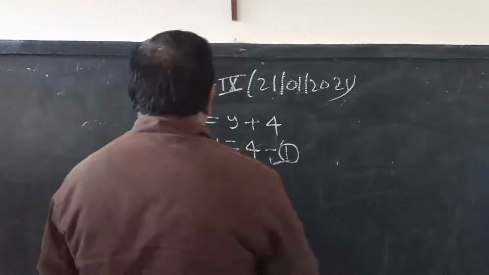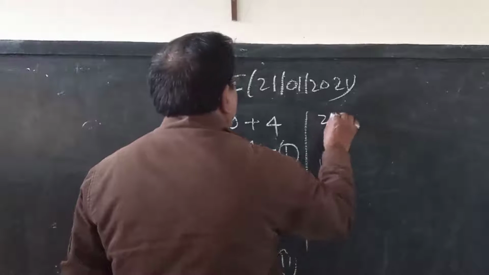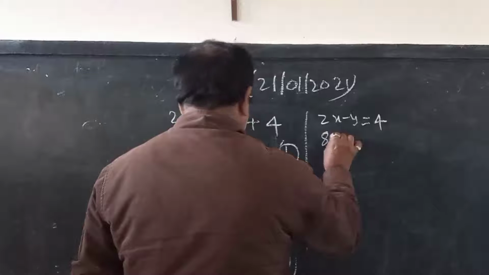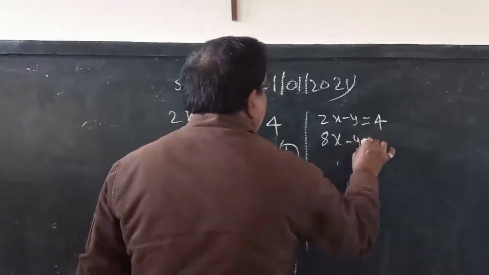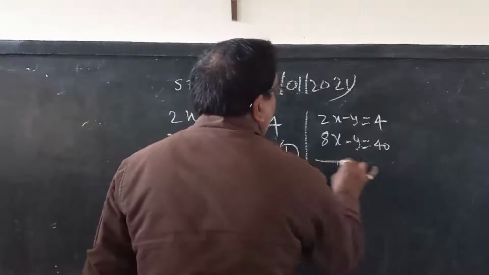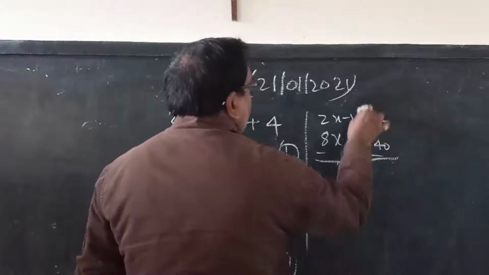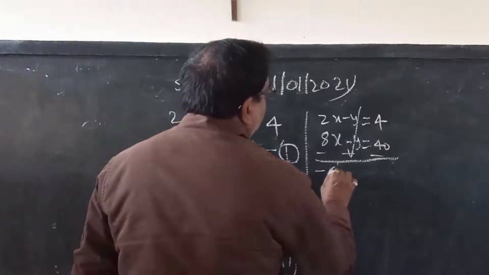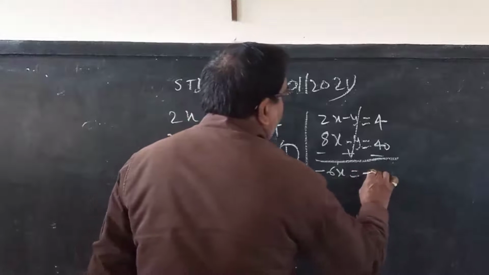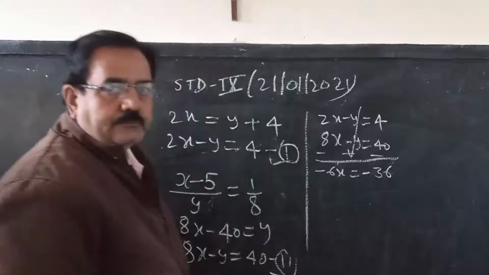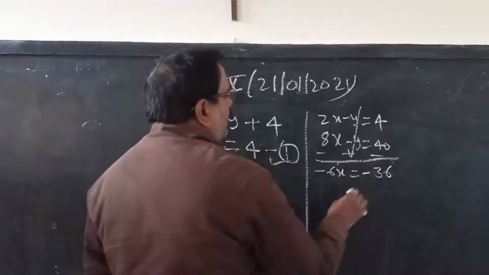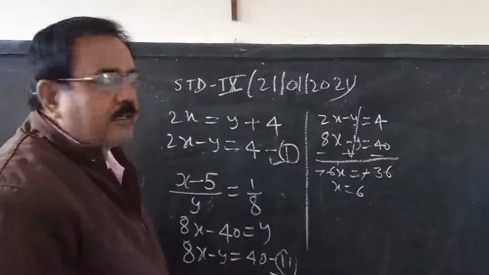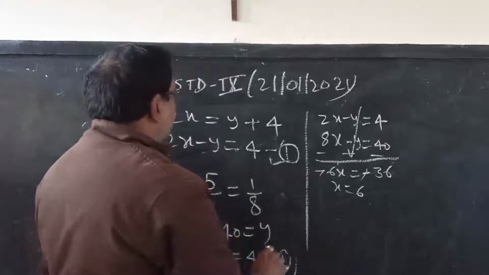So see, what is the first? First is 2x minus y is equal to 4, and 8x minus y is equal to 40. So subtract this. Minus y plus y cancel. This is minus 6x and this is minus 36. Plus 4 minus 40, minus, cancel, x is equal to 6.